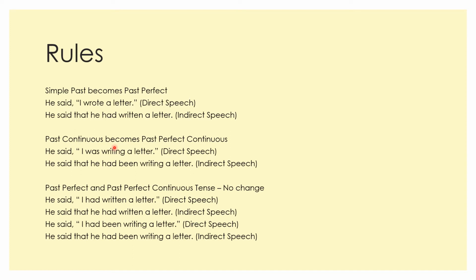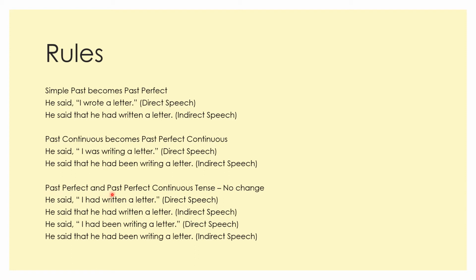Past continuous tense becomes past perfect continuous. Look at the sentence. He said, I was writing a letter. So was writing is in the past continuous tense. It will become had been writing, that is in the past perfect continuous tense. So in the indirect speech, he said that he had been writing a letter.